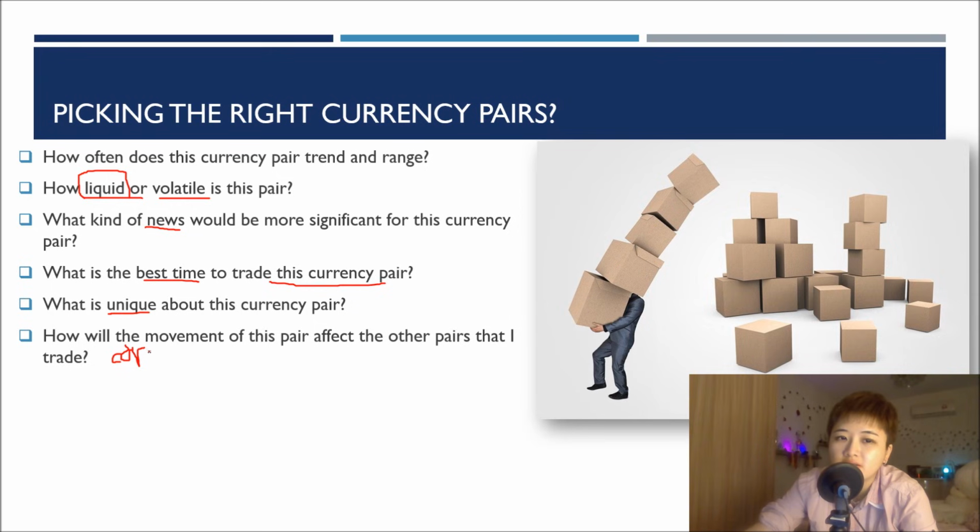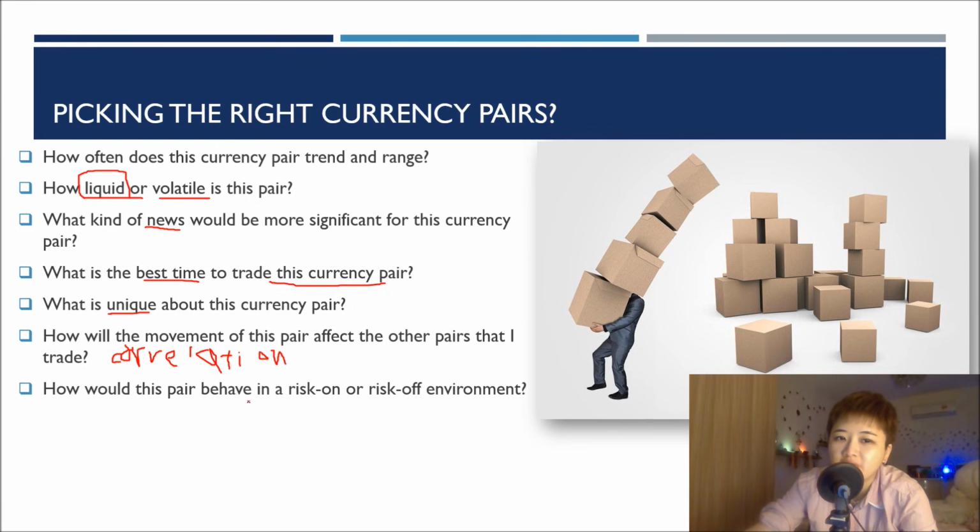Remember when I said correlation? If you are trading many different pairs, you gotta understand this. Alright? And also, how would this pair behave in a risk on or risk off environment? I won't go into detail on these two things, maybe for future videos, because this is a basic video course. Which central bank has the most impact onto this pair?